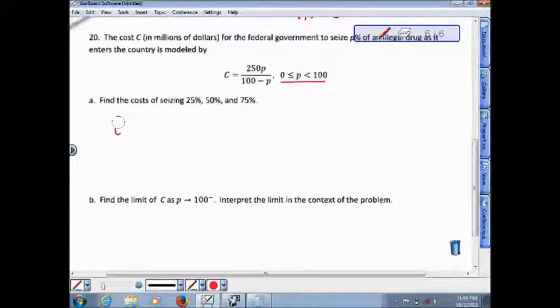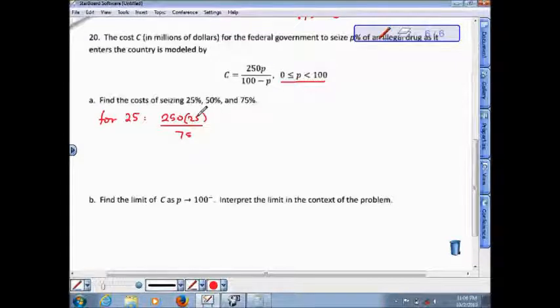So the cost, for 25%, if these federal agents want to seize 25%, then according to this model, it's 250 times 25 all over 100 minus 25, which is 75.